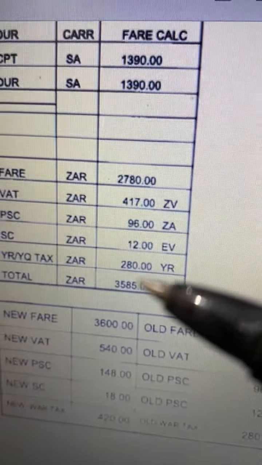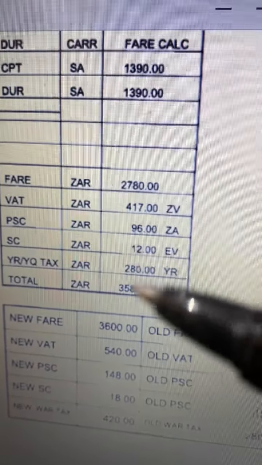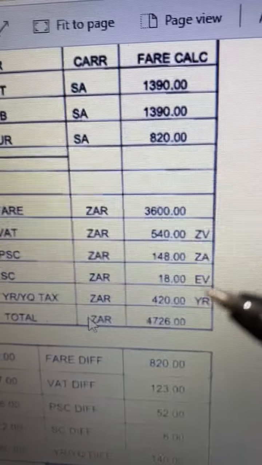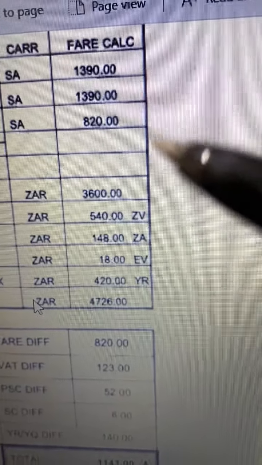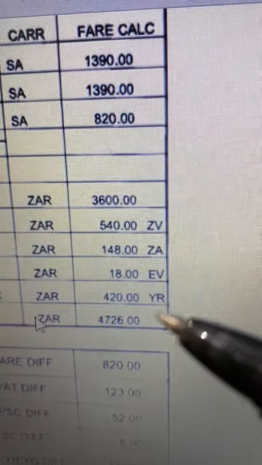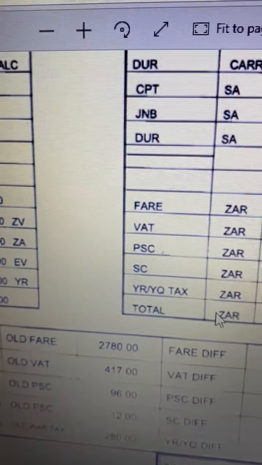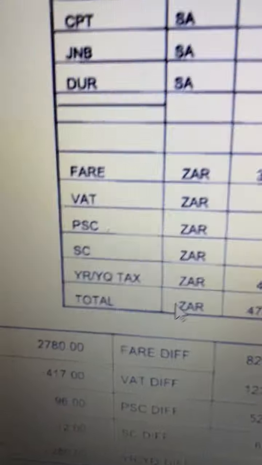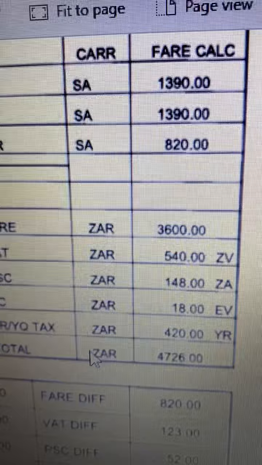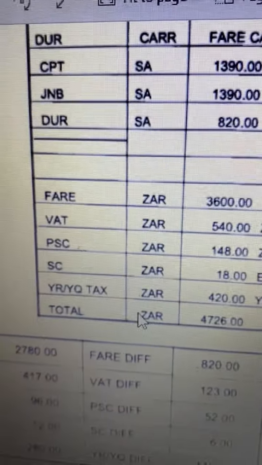Remember, that was the old fare. She had that ticket. She's paid for it. Now she has a new ticket that we're going to issue. The new ticket is going to cost her 4,726. And what must we do? We must pay in the difference. She must pay in the difference. We need to calculate what's the difference. Please be careful. It's not as easy as you think because we work with different taxes.